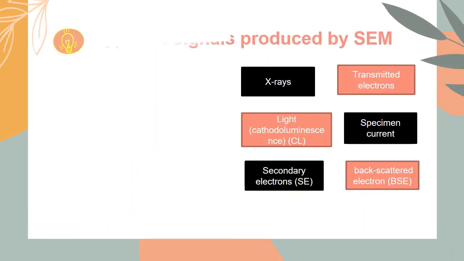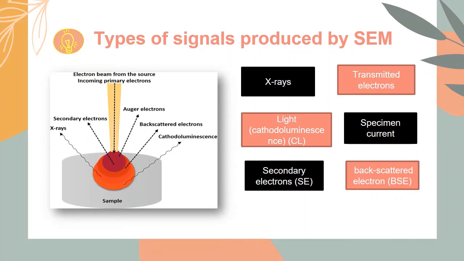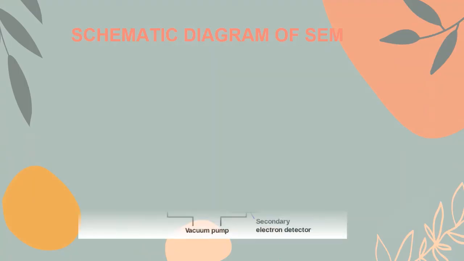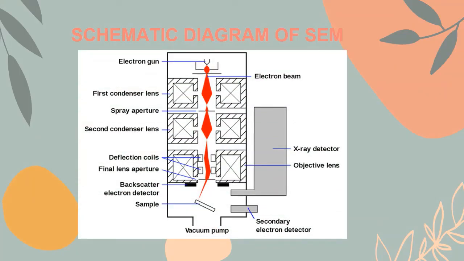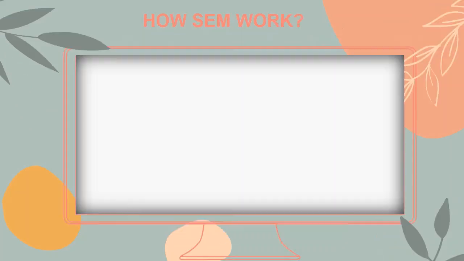Types of signals being produced by SEM. As we can see through the diagram, the electron beam from the source, incoming primary electrons, hits the sample, and as a result, it produces 5 signals. The signals are X-rays, secondary electrons, Auger electrons, backscatter electrons, and cathodoluminescence. Okay, this is the schematic diagram of SEM. Basically, the electron ejected from the electron gun will pass through the anode, condenser lens, objective lens, and be received by the detectors. So, let's watch a video about the working of SEM.